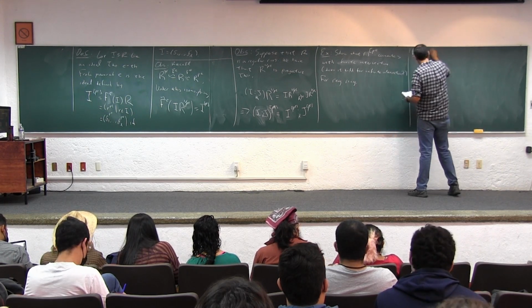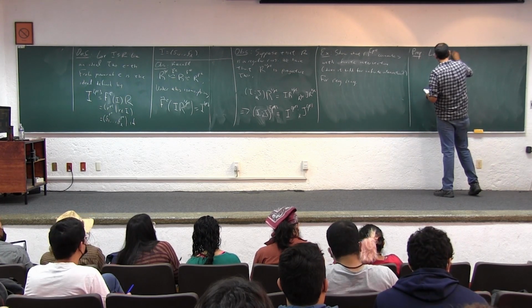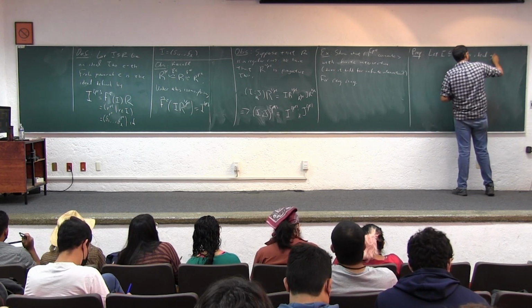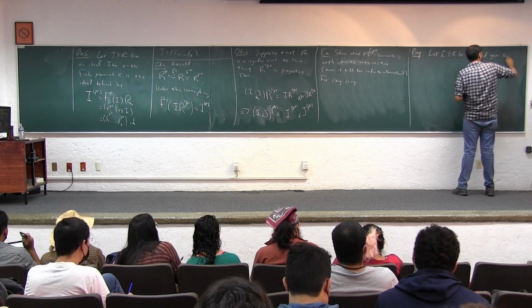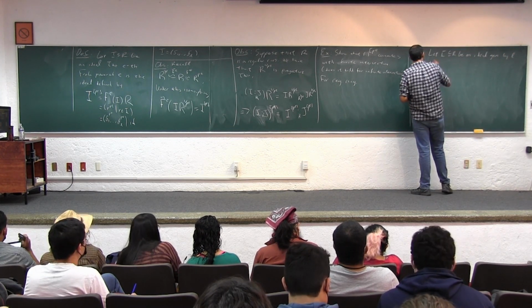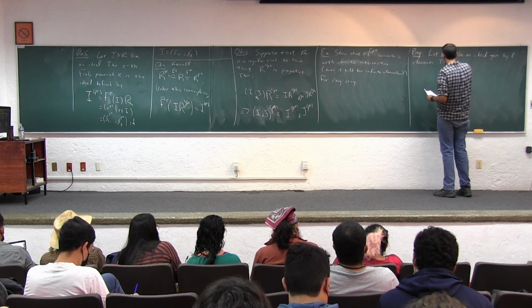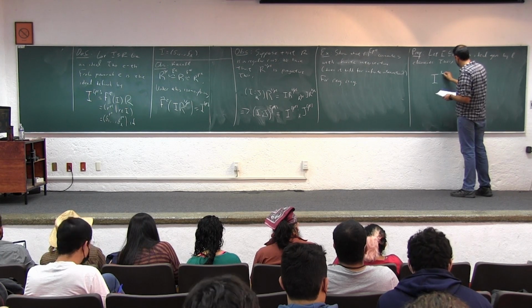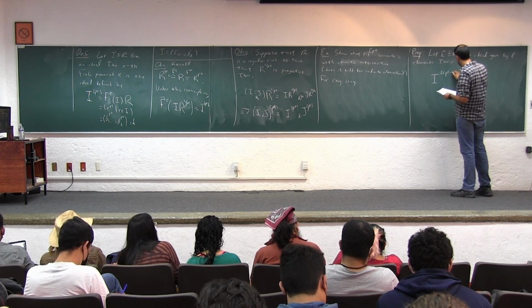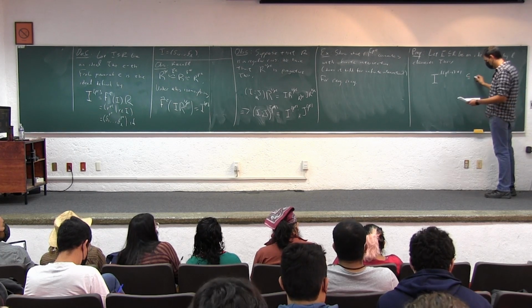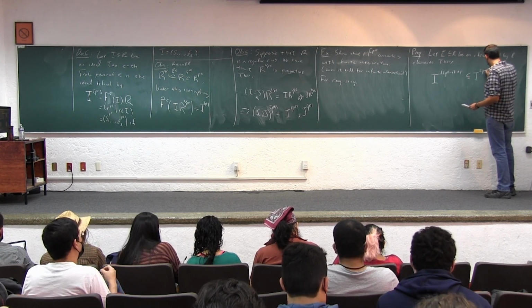Let I contained in R be an ideal generated by n elements. Then I^n to the (p^e minus 1) plus 1 is contained in I bracket p^e.